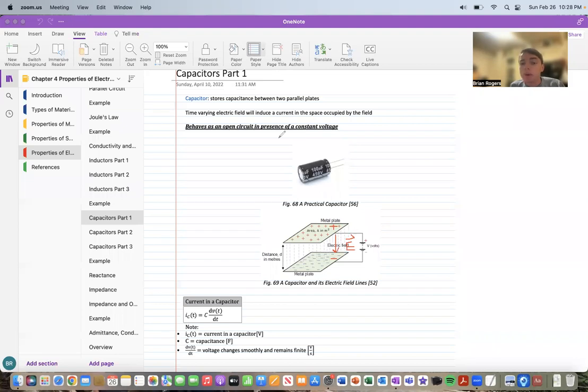And so what we're going to see is the equation for a capacitor is given by I equals C times the derivative of voltage. If we have a constant voltage, then this would go to 0 because it wouldn't be changing. So we would have 0 current. If it has 0 current, then it would behave like an open circuit because no current could pass through. And so that's why we say capacitors act as open circuits if you have a constant voltage.